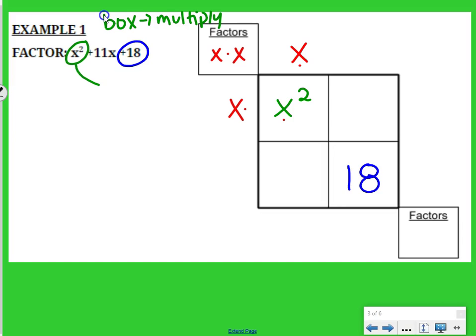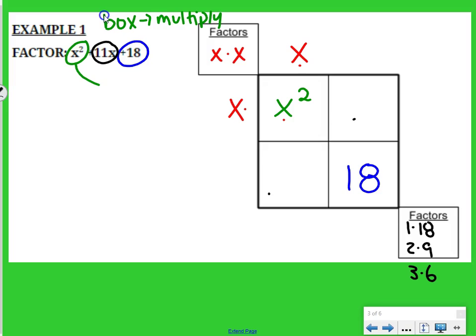Now we need to know what numbers multiply to 18. However, they need to add to 11x. That's going to be the kicker. So they're going to multiply to 18, but they're also going to complete the diagonal right here. They're going to complete this box and this box. So factors of 18 would be 1 times 18, 2 times 9, and 3 times 6. Pick the set of factors that would make 11.